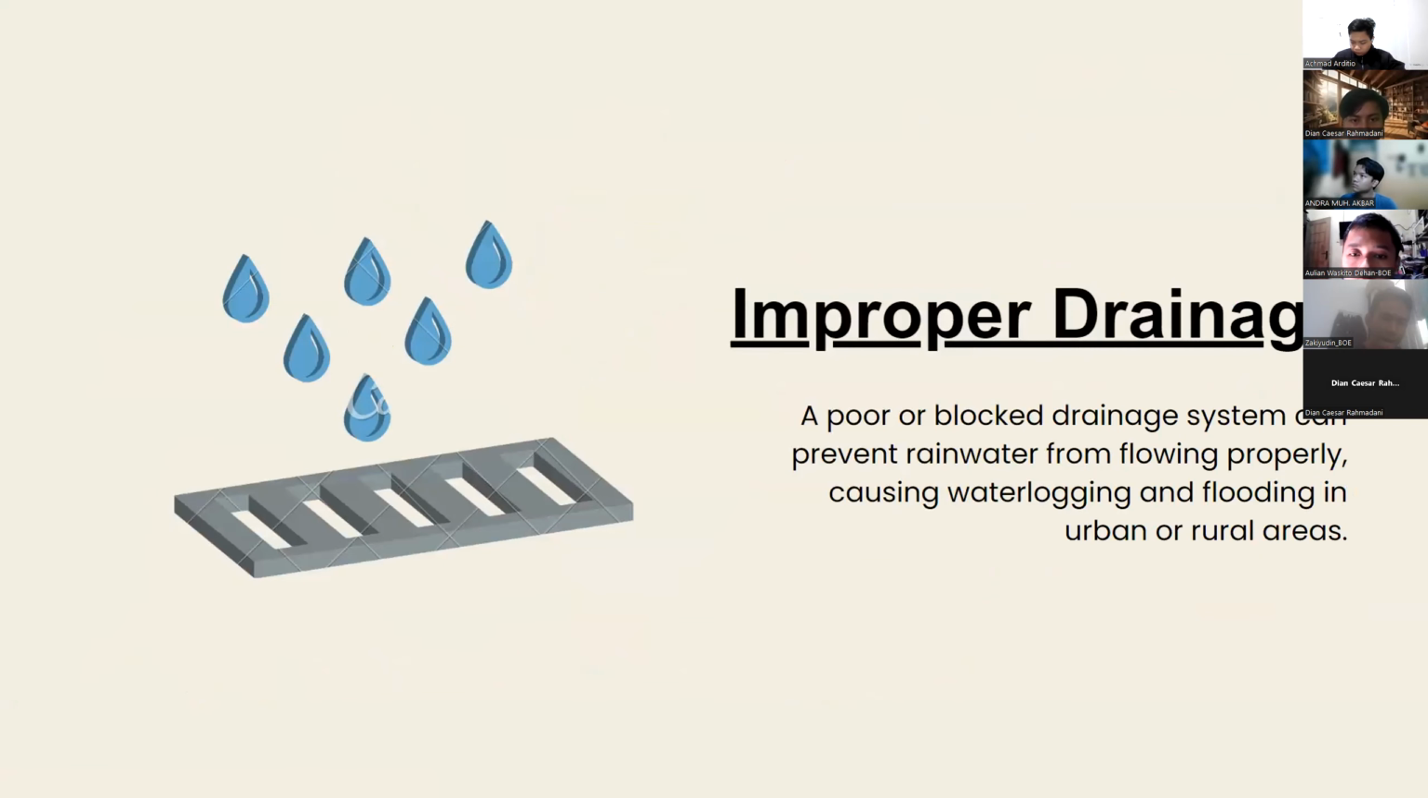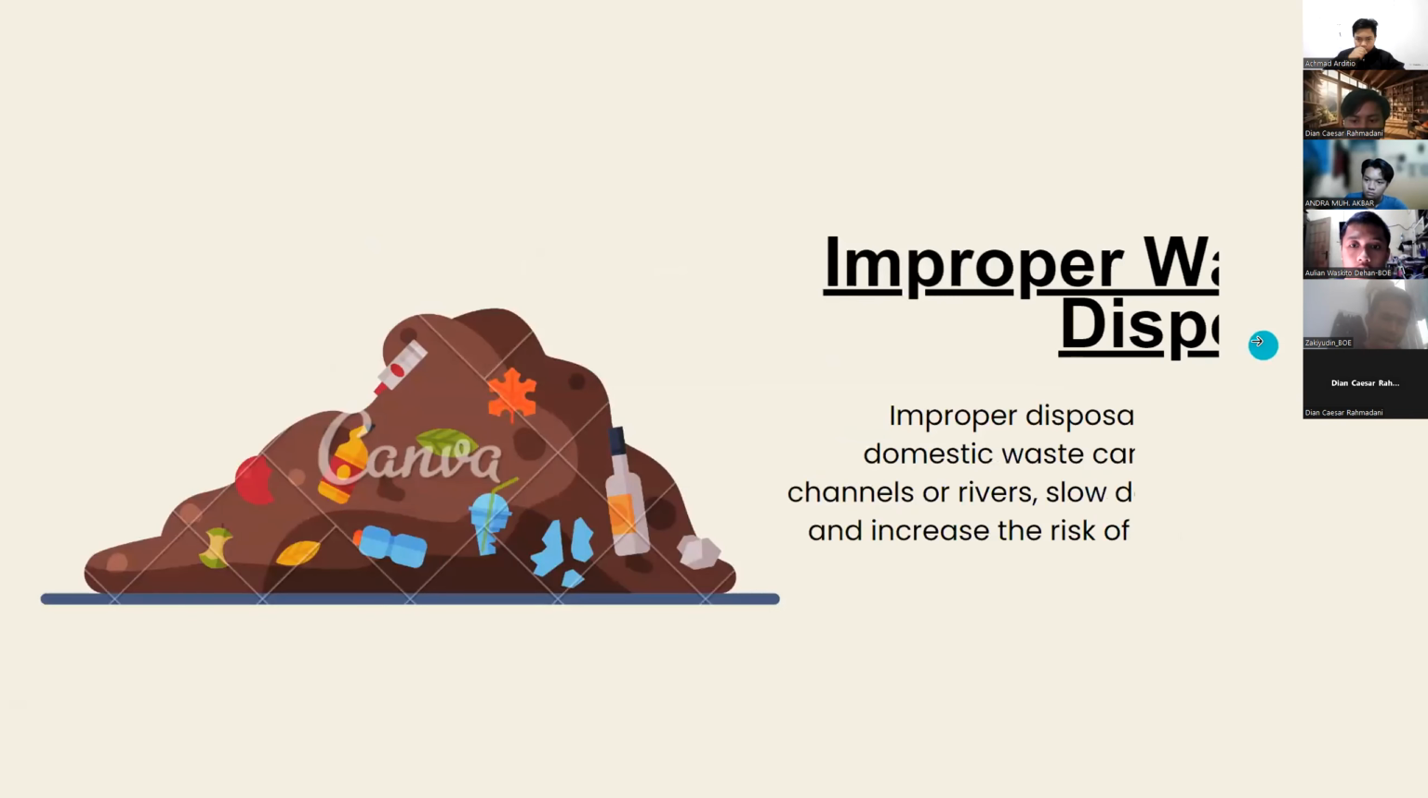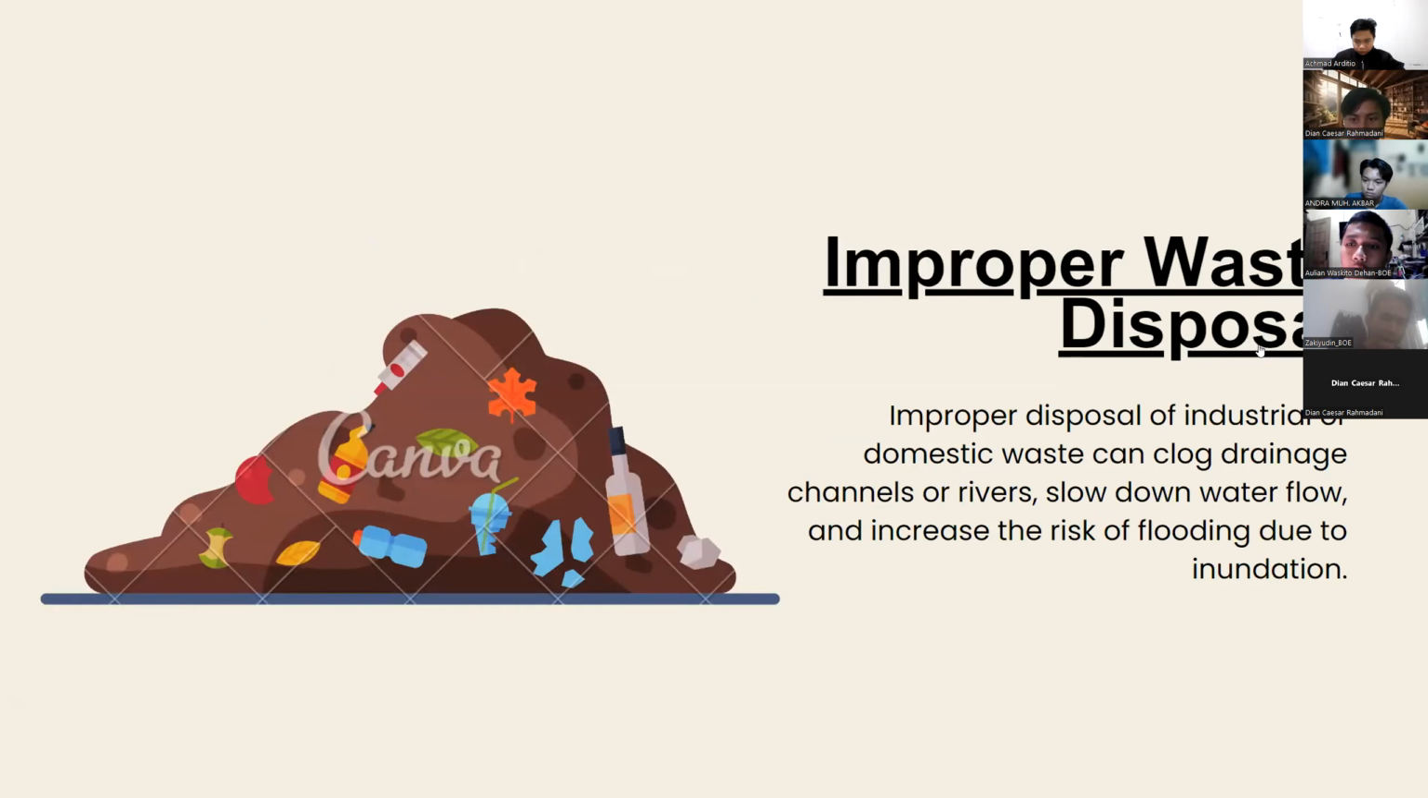And then secondly is improper drainage. A poor or blocked drainage system can prevent rainwater from flowing properly, causing waterlogging and flooding in urban or rural areas. The last is improper waste disposal. Improper disposal of industrial or domestic waste can clog drainage channel or river, slow down water flow, and increase the risk of flooding due to inundation.